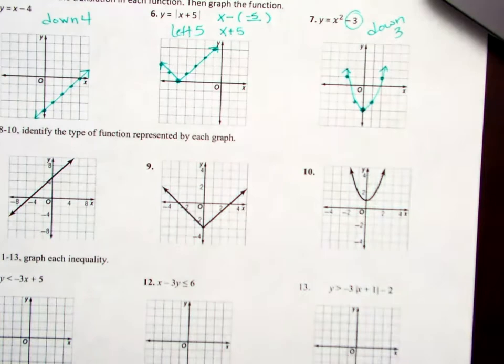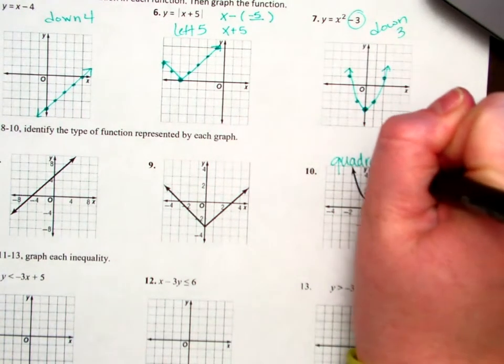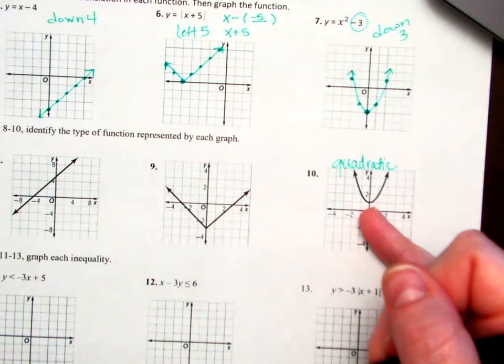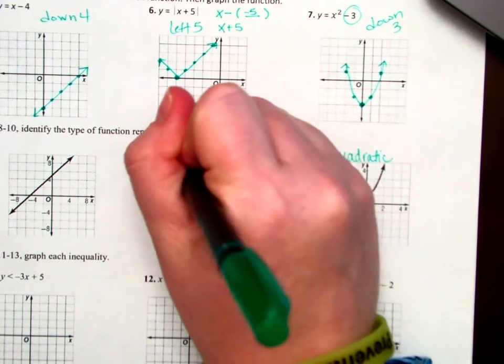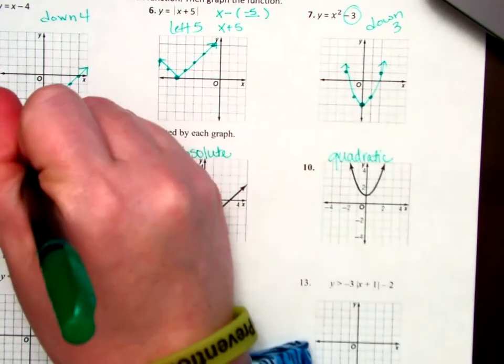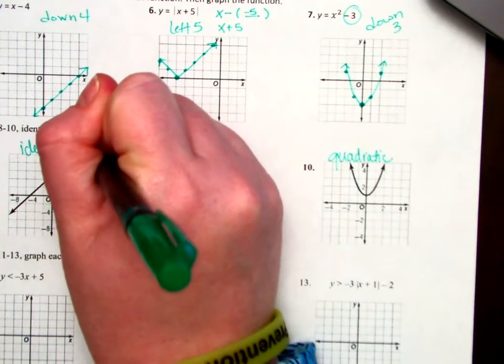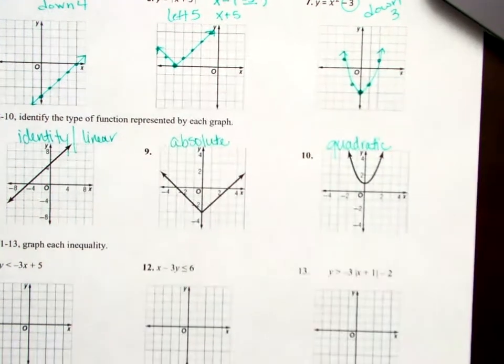Type of functions. This is a quadratic because of the curve. Smiley face, frowny face. Absolute values are V's. And this is either identity or linear. Your choice.